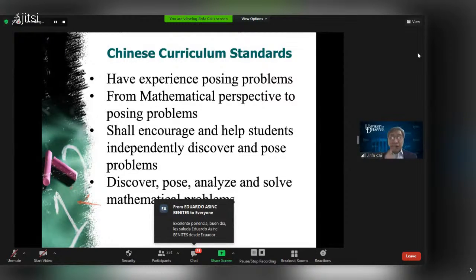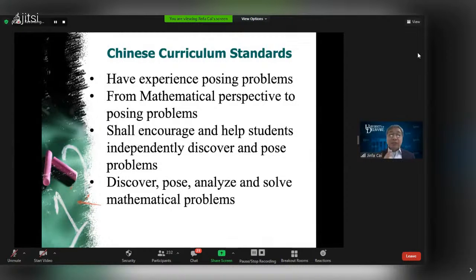And in particular, in 2017, the newest curriculum standards in China, problem posing is even more prominent. All right, so I hope I give you a little bit of a snapshot to show that the planned curriculum very much emphasizes problem posing. But now let's take a look at the textbook. What about the textbook?